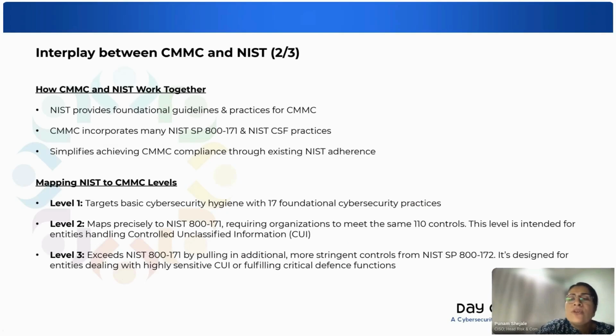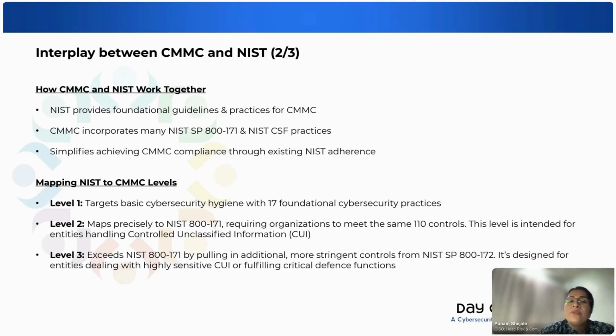As we discussed, NIST provides foundational guidelines. CMMC incorporates many of the practices from NIST 800-171 and NIST CSF. It also simplifies achieving CMMC compliance through existing NIST adherence. So when we want to map the NIST and CMMC levels, as we saw earlier, level 1 is targeting basic cybersecurity hygiene, the foundational level, and it has only 7 foundational cybersecurity practices.